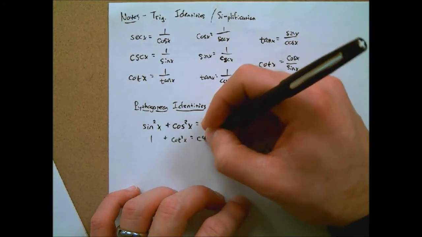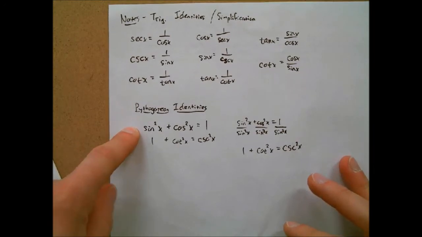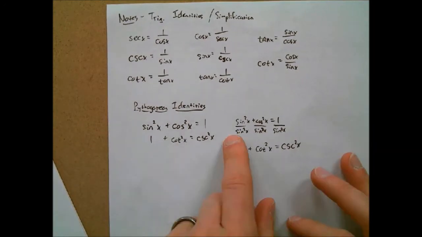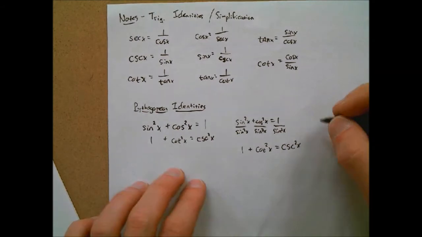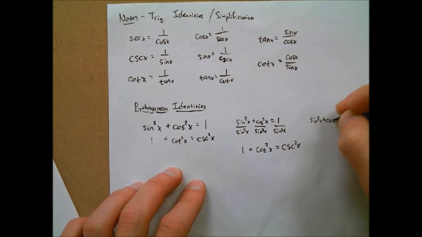Okay. And again, do you have to memorize all of these? No. If you just remember the first one, sine squared plus cosine squared equals 1, you can derive the others by dividing through by sine squared or dividing through by cosine squared. So the other one we can do is to take our original one and divide everything by cosine squared.